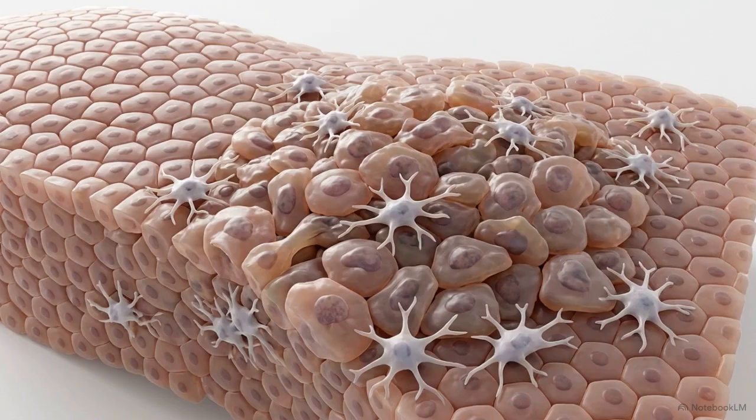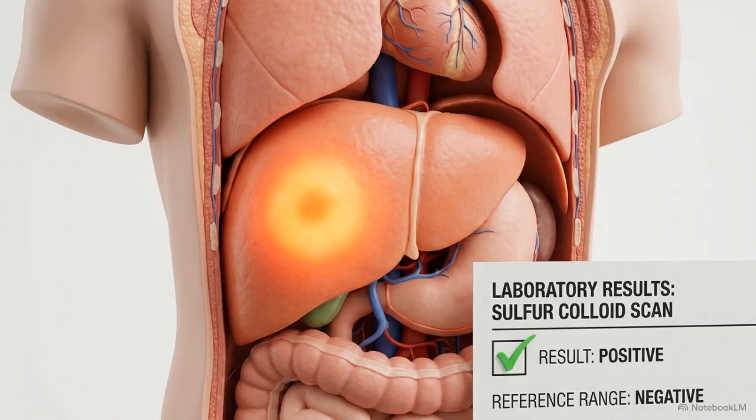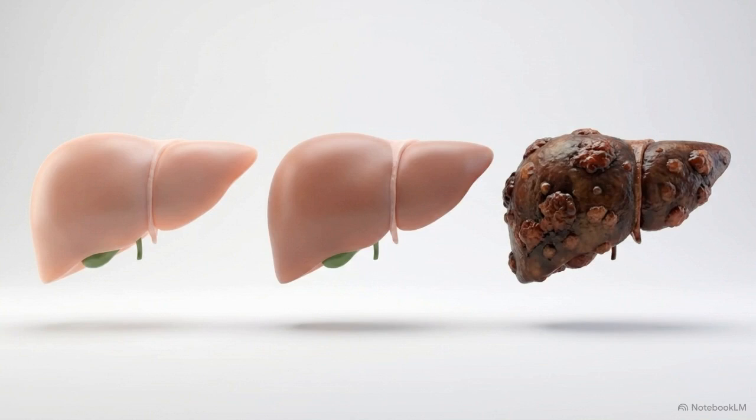FNH lesions carry specific markers. They lack a true capsule, and they contain Kupffer cells, which will light up as a hotspot on a sulfur colloid scan. Despite these features, they yield a normal alpha-fetoprotein level. Both hemangiomas and FNH are generally safe.